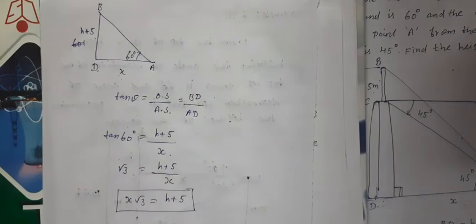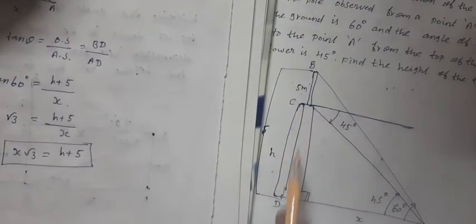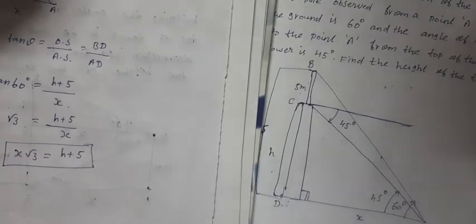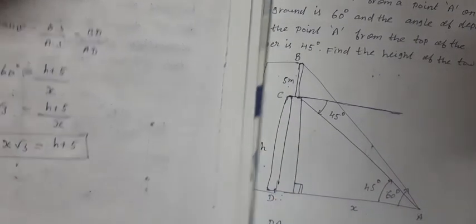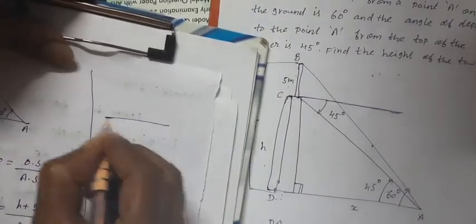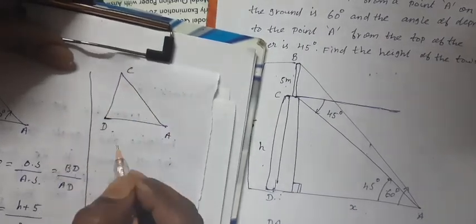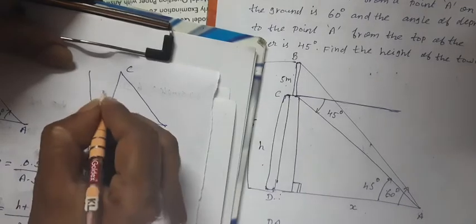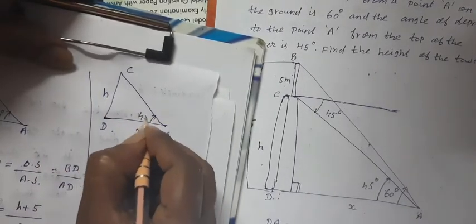Next we take 45 degrees. In the 45 degree case, the triangle is ACD. So take the right angle triangle ACD. Here CD is h, AD is equal to x, and the angle is 45 degrees.